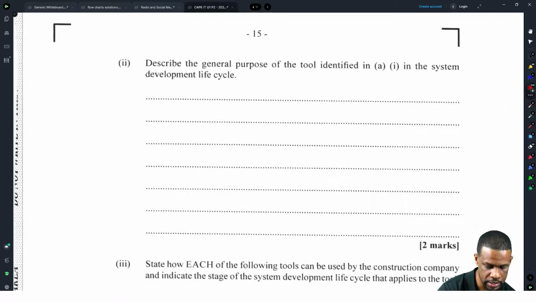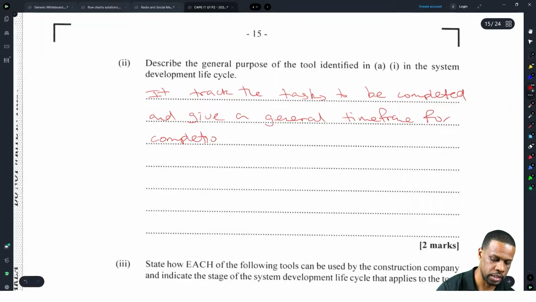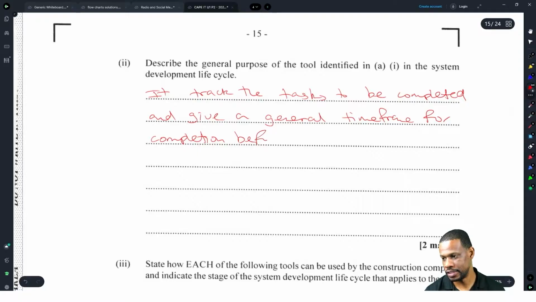You want to see that it tracks the tasks to be completed and gives a general time frame for completion before the next task can be done. Yeah, that's essentially a Gantt chart.